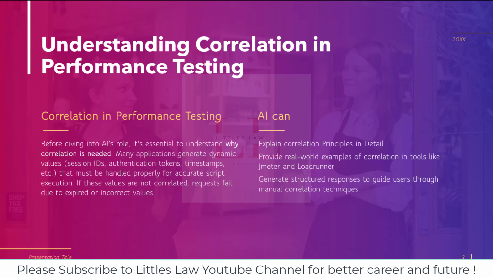So the first thing is, what can AI do for us? AI can explain the correlation principles in detail, and it can provide real-world examples of correlation in tools like JMeter and LoadRunner. It generates structured responses to guide us through manual correlation techniques. That's the first way AI tools can help us with correlation.